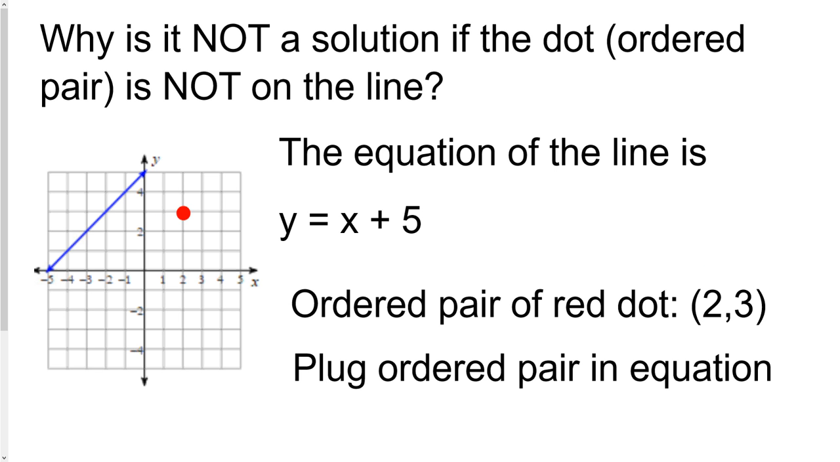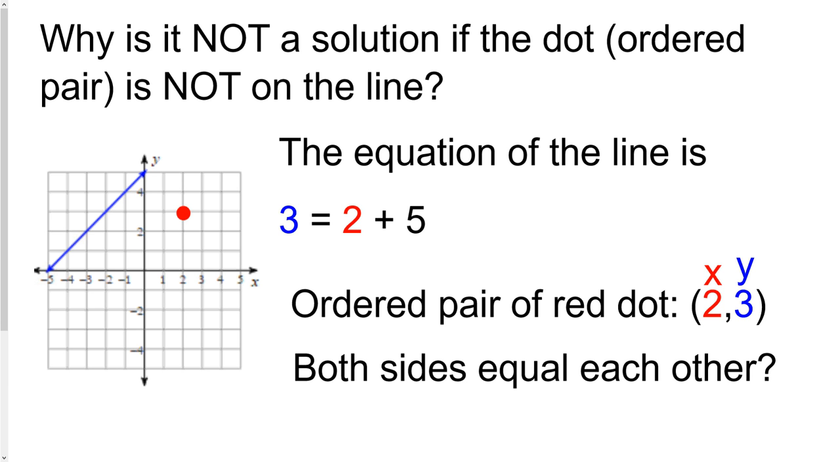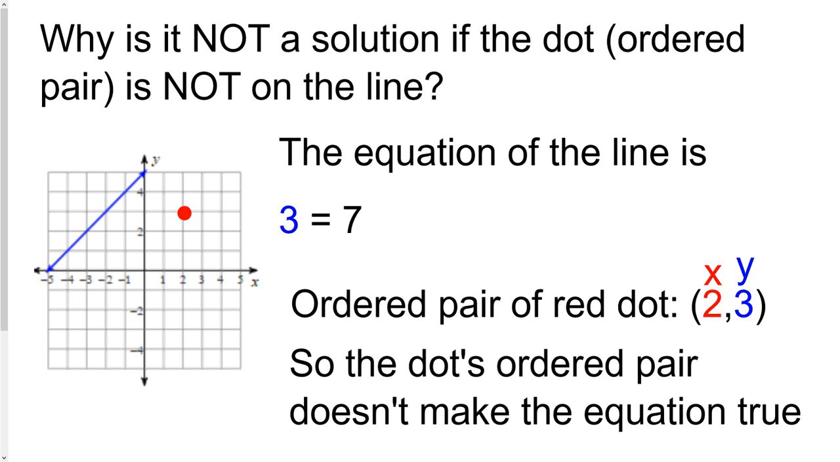The 2 is an x, so make the x a 2. The 3 is a y, so make the 3 a y. And 3 does not equal 2 plus 5. 2 plus 5 is 7. So, sorry, this ordered pair right here, this red dot, is not a solution to this blue line. It's that easy, okay? The ordered pair has to make it true, and this one does not make it true.